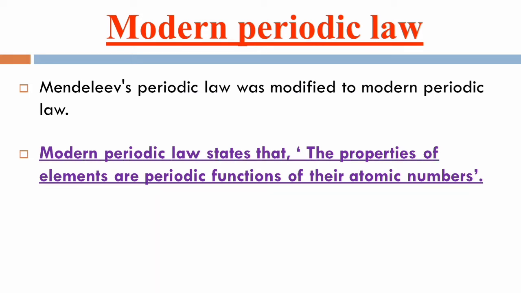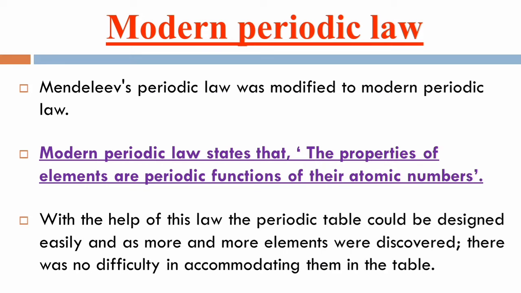This means that the physical and chemical properties of elements do occur periodically, but this happens when they are arranged according to their atomic numbers. Designing the periodic table and classification of elements became easier when atomic number was considered as the fundamental property. This was because when new elements were discovered, there was no difficulty in accommodating them in the table in the increasing order of the atomic number.